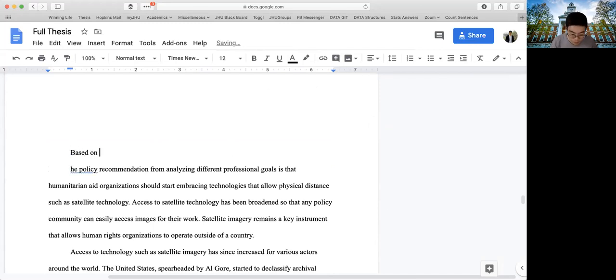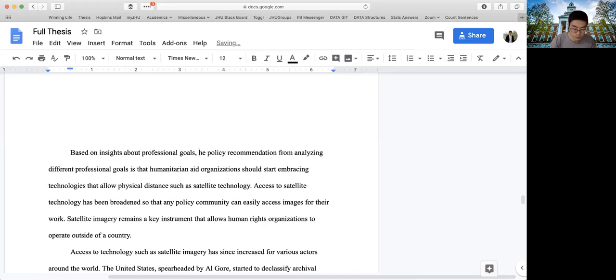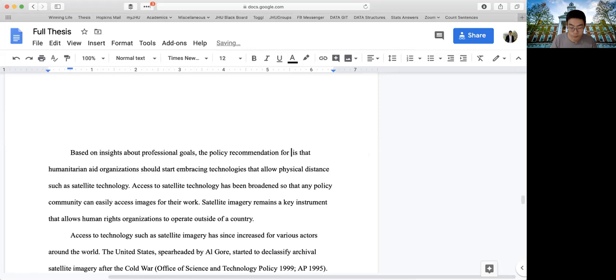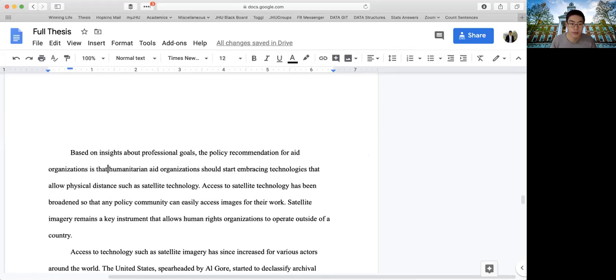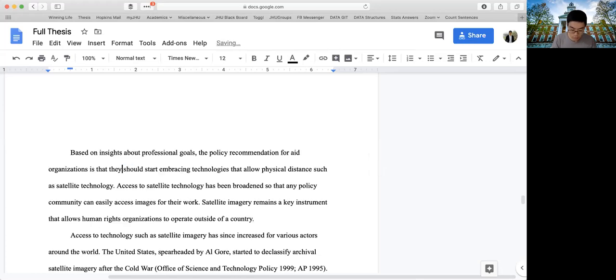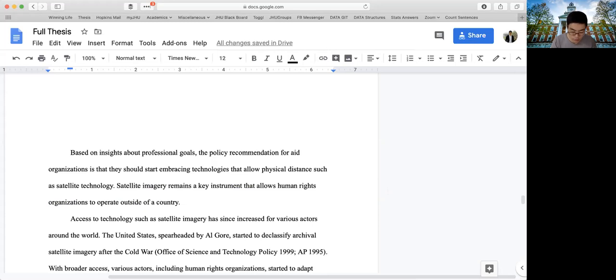Based on insights about professional goals, policy recommendation for aid organizations is that they should start embracing technologies that allow physical distance, such as satellite technology. And then the next sentence is deleted, and satellite imagery remains a key technology. All right.